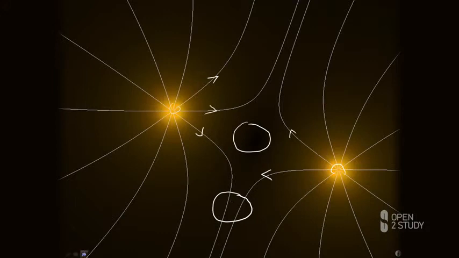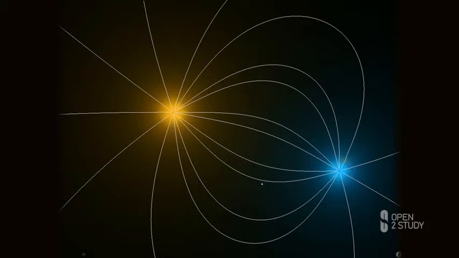What if we change one of those charges to a negative charge? That blue charge there is indicating a negative charge. Well, if we put a positive test charge near a negative charge, then it will feel a force towards that negative charge. And so field lines arrive on negative charges.